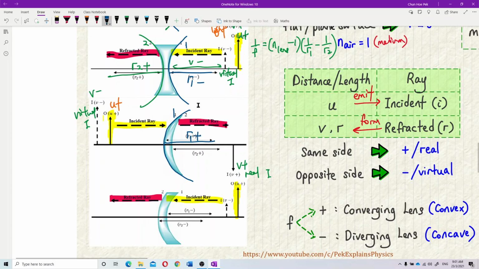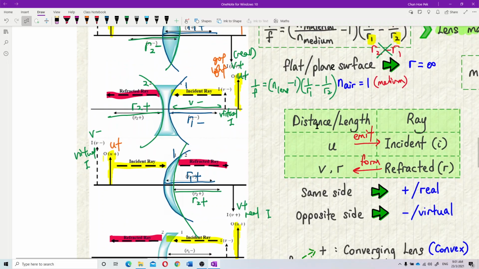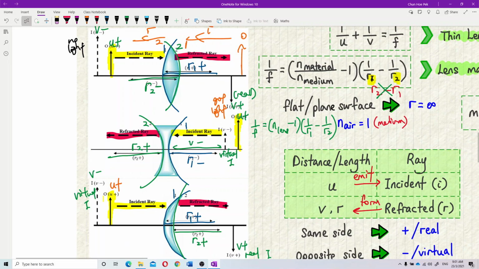And then the second surface is the one where the refracted ray goes out. This is the second surface. This R2 is also on the same side as the refracted ray, so R2 is also positive. Very easy. That's how you put it here: R1 positive, R2 also positive.